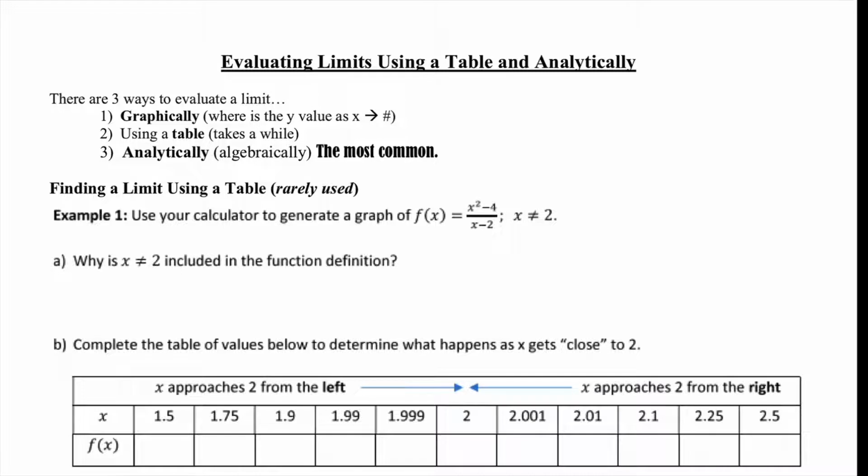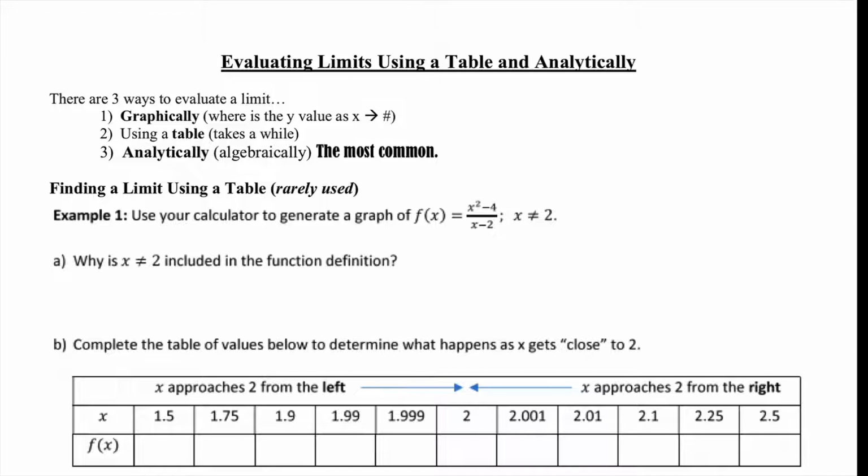We talked about that. Where is the y value as x is approaching a number, either from the left or from the right or from both? We're going to use 2 and 3. Using a table. If you have to create the table, it could take a little bit of time. So that's why table, it's rarely used. Okay. Using a table. See, I say it's rarely used, but sometimes we'll throw a table out there and you'll have to look at it and say, where is the limit approaching? Okay. Analytically, that's the one that you're most commonly going to see. That's the one we're going to spend most of the time on.